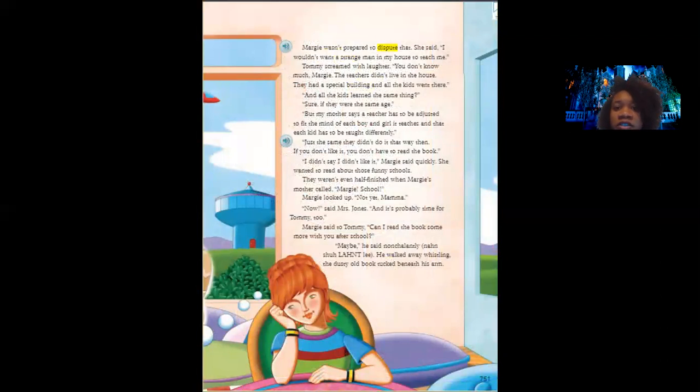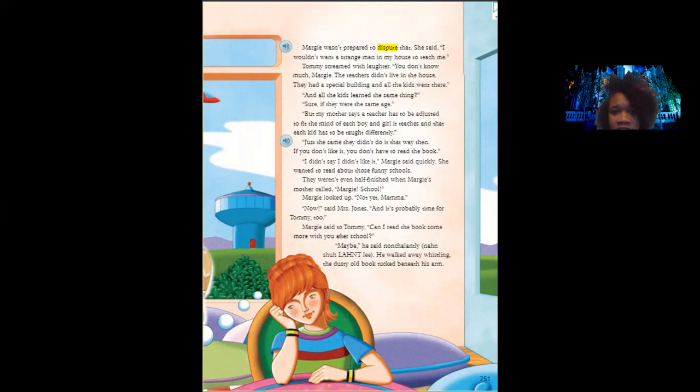Margie wasn't prepared to dispute that. She said, I wouldn't want a strange man in my house to teach me. Tommy screamed with laughter. You don't know much, Margie. The teachers didn't live in the house. They had a special building, and all the kids went there. And all the kids learned the same thing? Sure, if they were the same age.